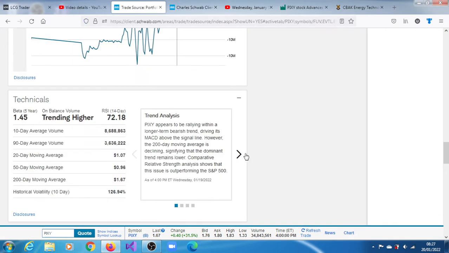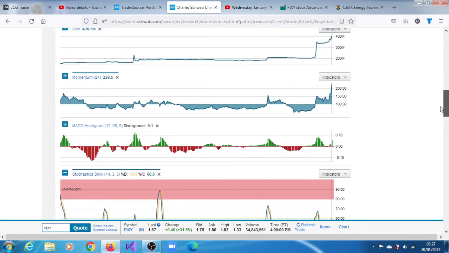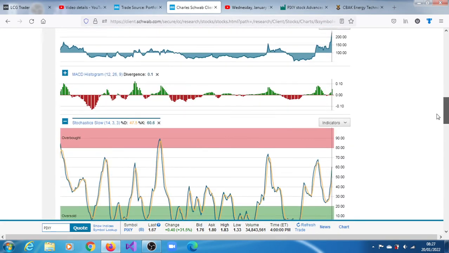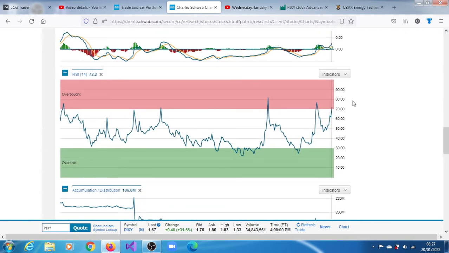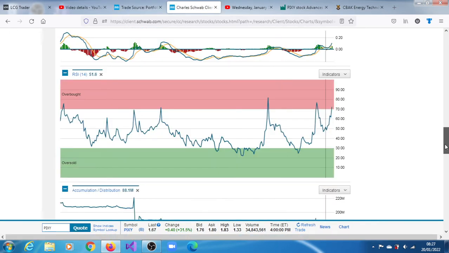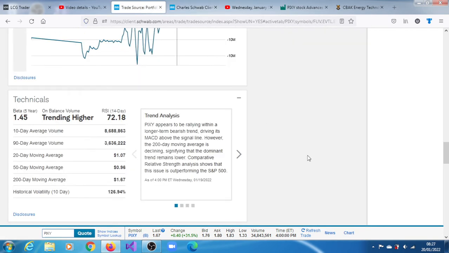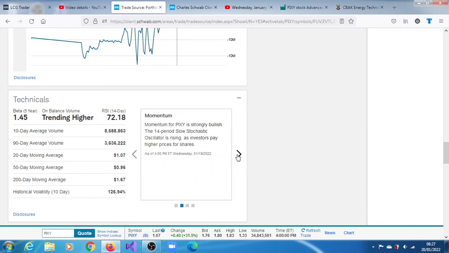So, driving its MACD above the signal line, is that the case? Yes, this MACD is above the signal line, the orange line. That's the truth. However, the 200-day moving average, as I showed you earlier on, is declining. That is this one. No doubt about that. This orange one is declining, signifying that the dominant trend remains lower, but it is outperforming the S&P 500.